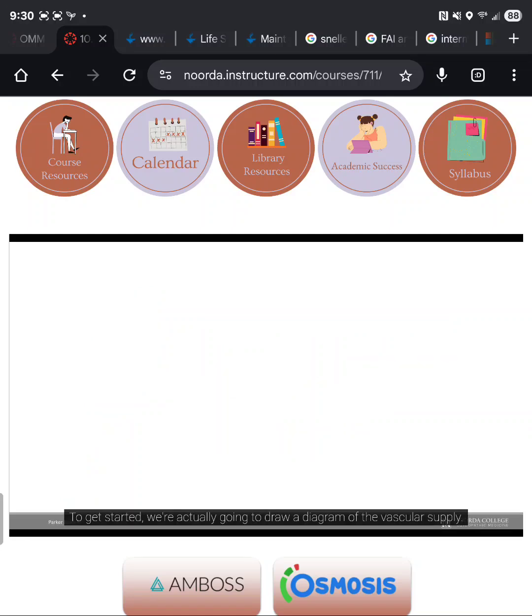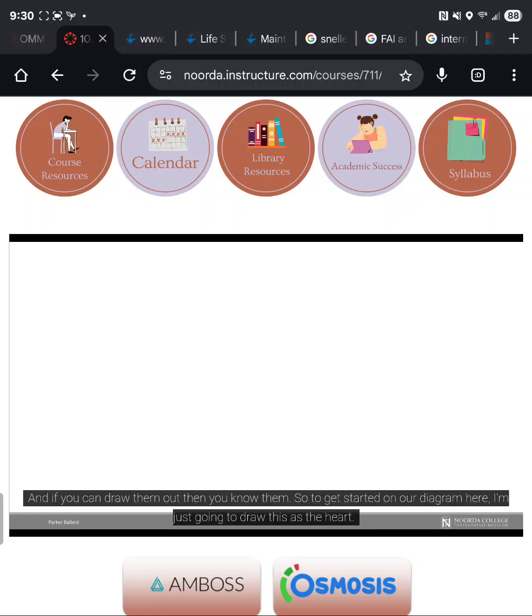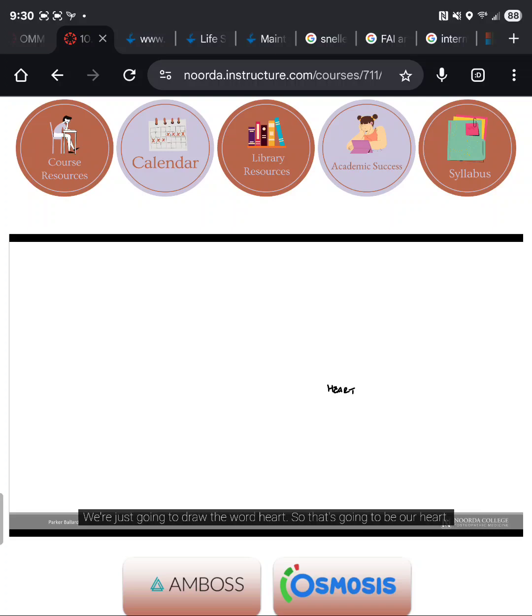To get started, we're actually going to draw a diagram of the vascular supply. For me, I think the best way to learn the arteries is to practice drawing them. And if you can draw them out, then you know them. So to get started on our diagram here, I'm just going to draw the word heart. So that's going to be our heart.